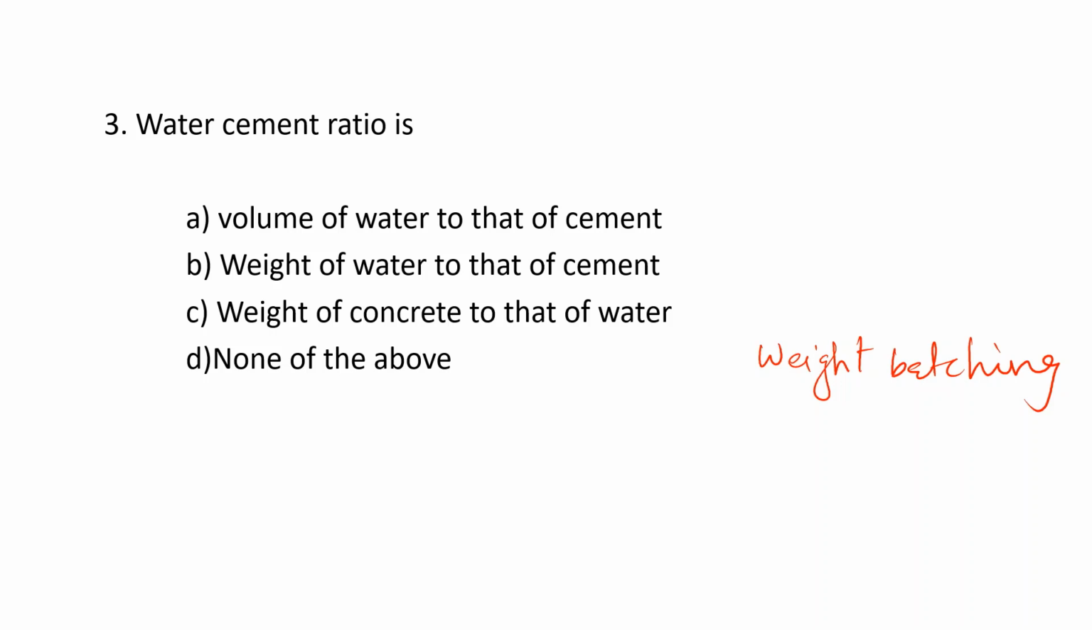Okay, so water cement ratio means what? It is the weight of water to that of cement. We already mentioned that we are using weight batching. So the answer for this question, water cement ratio is weight of water to that of cement. So option B is the correct answer.